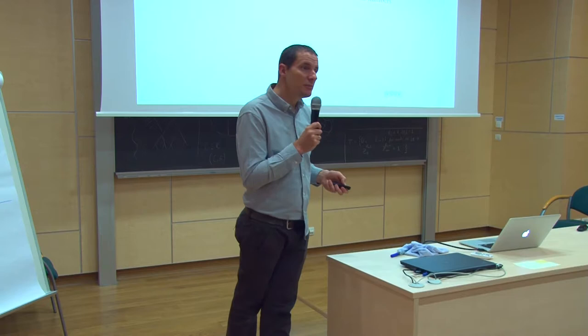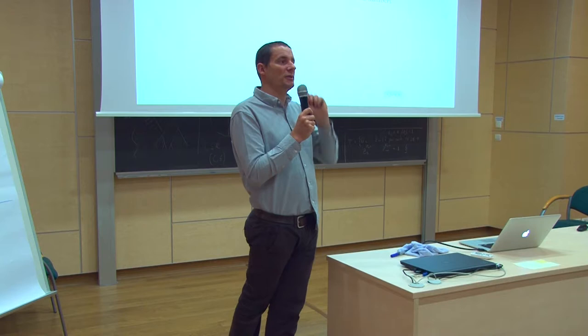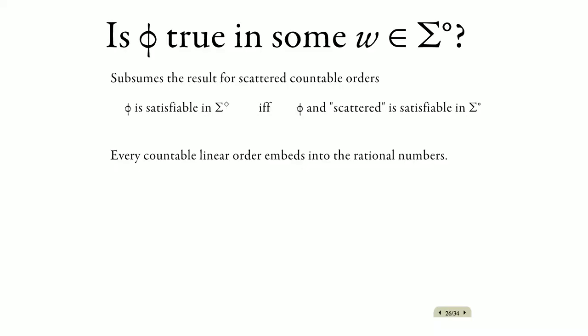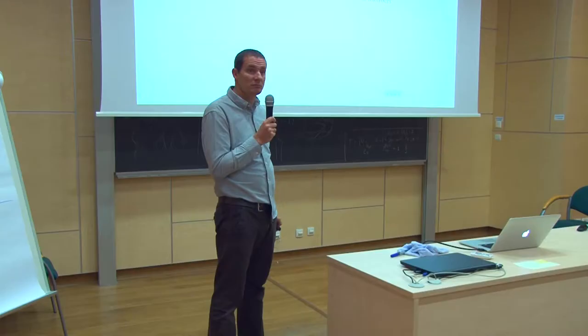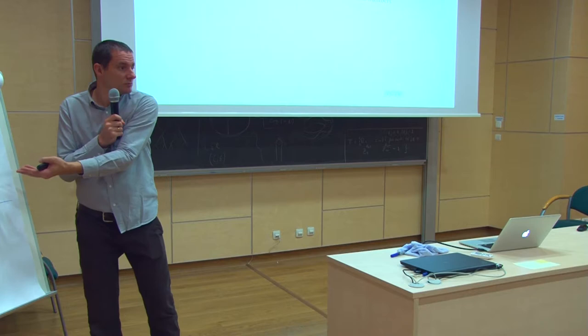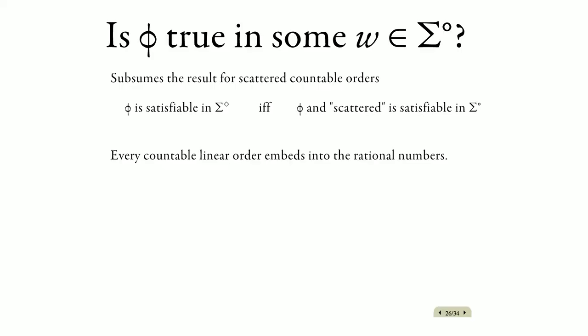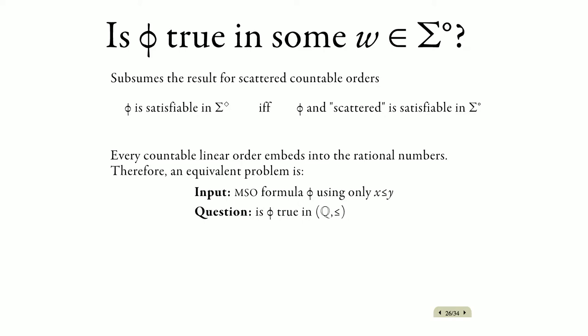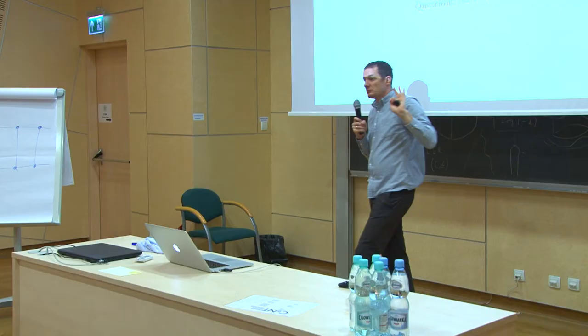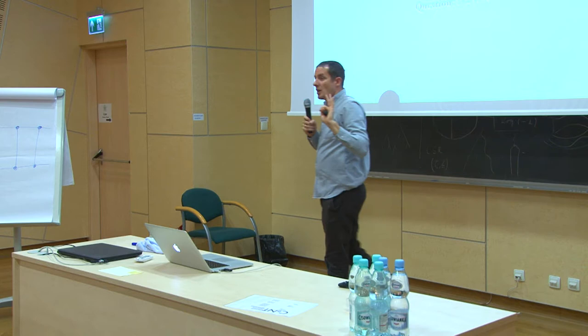Two comments about this. Number one, as opposed to scattered words, for arbitrary countable words, there is one most difficult one, namely the rational numbers, because every countable linear order embeds into the rational numbers. Therefore, an equivalent problem would be this: you are given an MSO formula which only uses the order, and you just want to decide if it's true in the rational numbers. The directions both ways are not difficult to see.